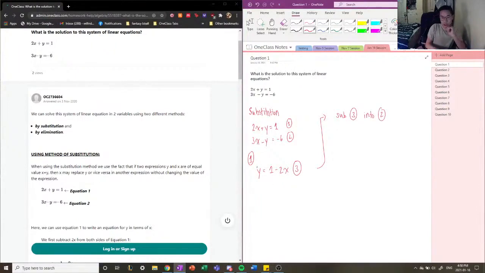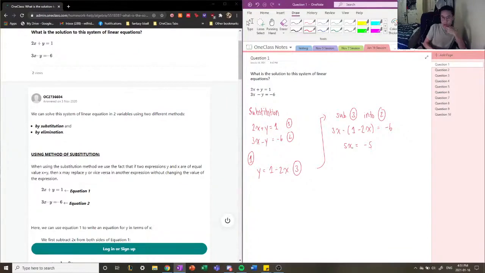And what I mean by sub is that we're going to take y, which equals 1 minus 2x, and sub it into 3x minus y equals negative 6. And particularly, I'm going to sub in for this y here, right? So now we have 3x minus (1 minus 2x) equals negative 6. And if I were to simplify and isolate for x, this is what we will get. We'll get 5x equals negative 5. Okay?